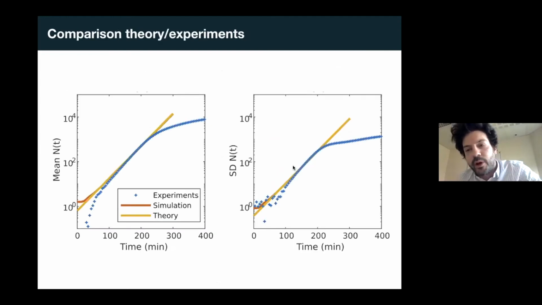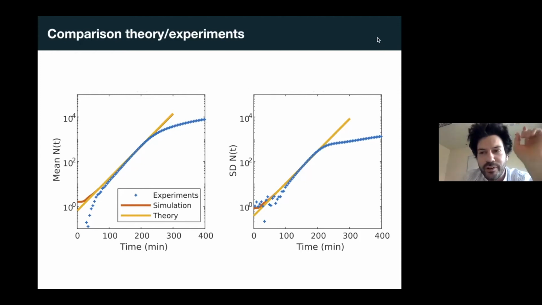Okay, and now we can compare this to experiments. So in experiments, this is the average population size as a function of time. The blue dots are experiments. At the beginning, we're in the noise. Then we have this exponential growth, and then we saturate. And we can compare quite well with simulation in theory.